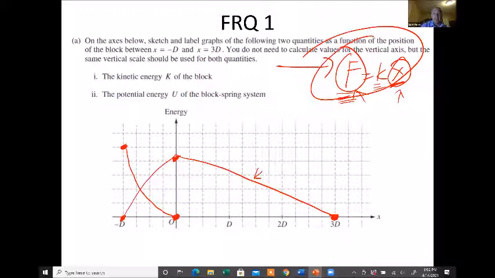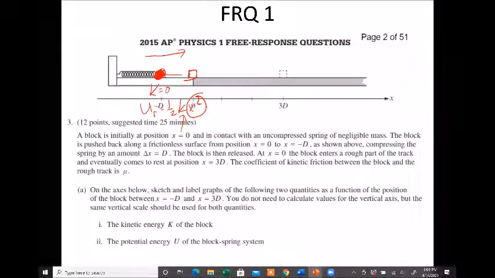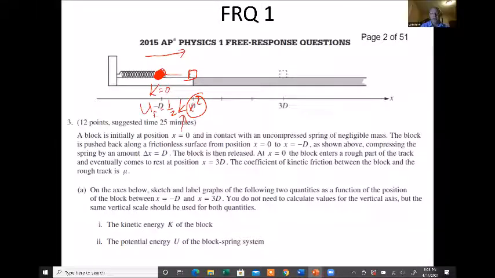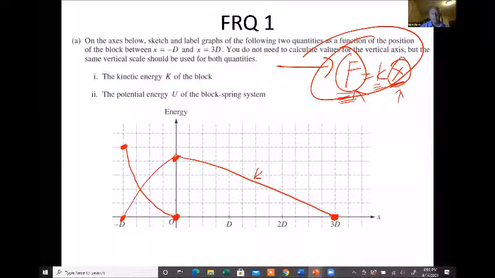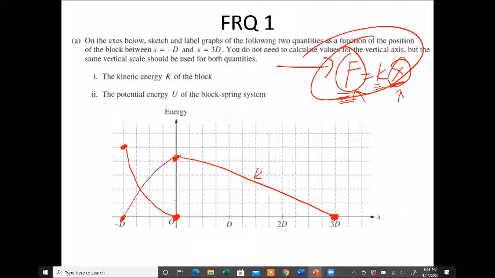And then it gets to here. What happens from 0 all the way to 3D to the potential energy? It will be increasing. Now wait a minute. When the box gets here, it loses contact with the spring, right? Which means the spring can't push on it anymore. So once the box leaves the spring, what happens to the spring? It goes back to equilibrium. Yeah, it just goes back to equilibrium and sits there.